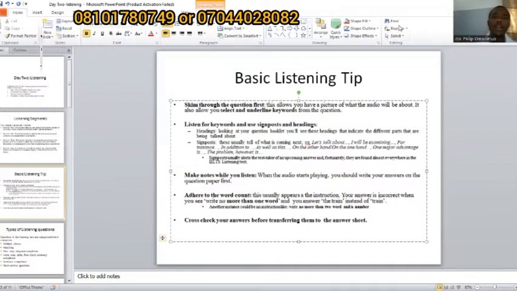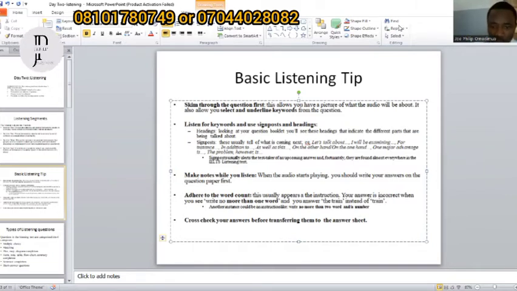So the second tip we would need to look at is to listen for keywords. I said to listen for keywords and signposts, and use signposts and headings. That's another tip. Listen for keywords and use signposts and headings. Now, I have already explained what keywords are, so I would explain signposts and headings right now.